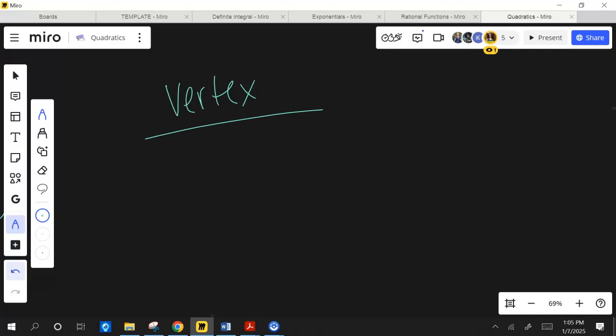Remember how I told you that vertex is really important? I would say it's almost the most important, other than we'll get to the zeros pretty soon. But for right now, for our purposes, it's pretty much the most important. So you need to know how to find that. How do we find the vertex? I'm going to show you an algebraic way to find the vertex.